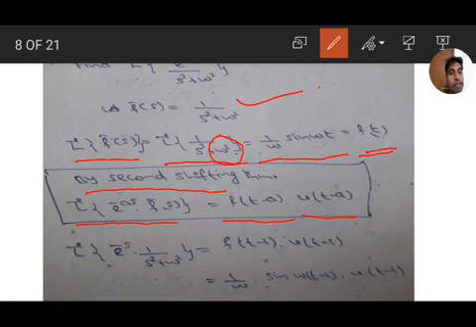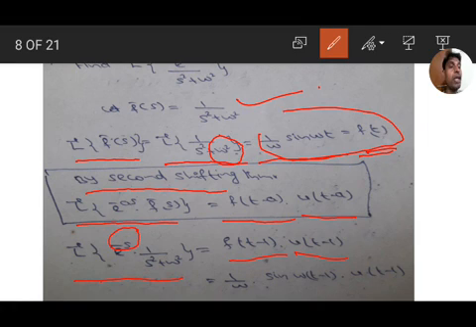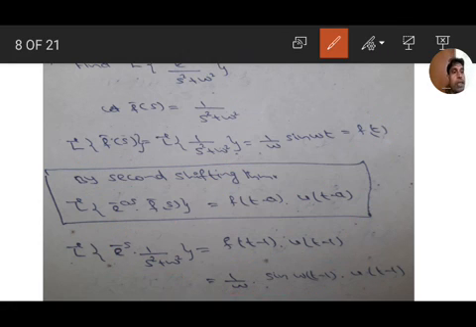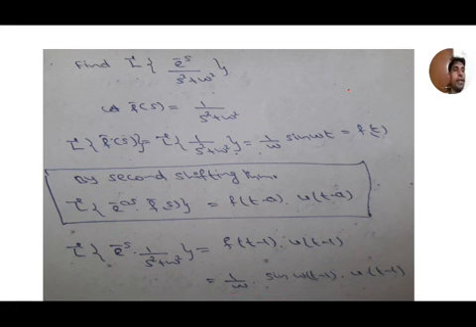So L inverse of e to the power of minus a s into 1 by s square plus omega square. Here a equal to 1. So f of t minus 1 into u of t minus 1. F of t minus 1 means in the f of t, substitute in the place of t minus 1, therefore 1 by omega into sin of omega times t minus 1 into u of t minus 1. Go through the problem. We will move to the next problem.